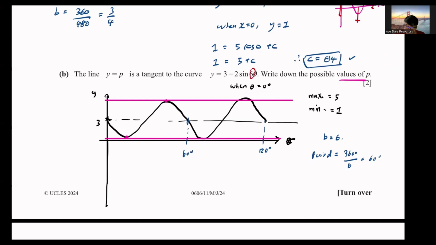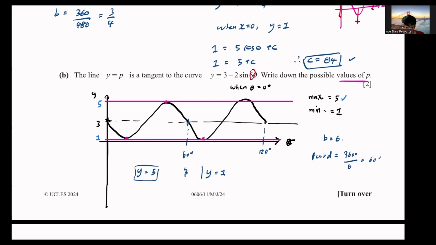So what is the possible answer? The maximum point that we can have is actually 5, and the minimum is actually 1. So you have two tangents: y is equal to 5 and y is equal to 1. One tangent is crossing the maximum highest point, and one tangent is touching the lowest point. So that's basically the answer: y equal to 5 and y is equal to 1.